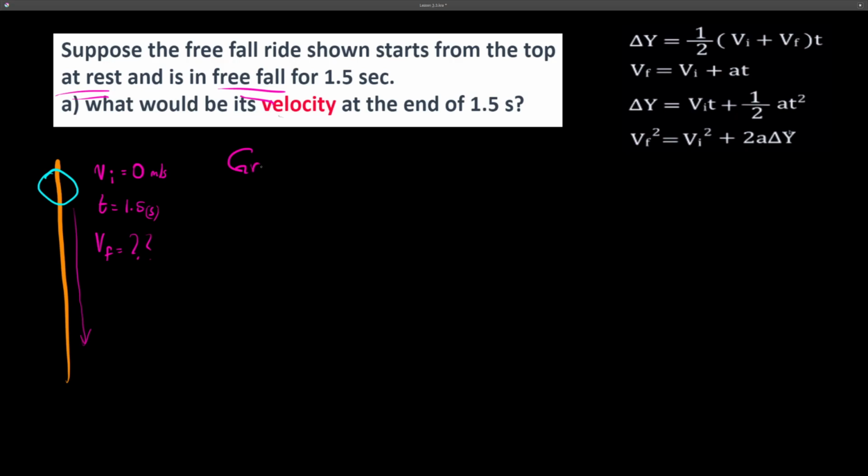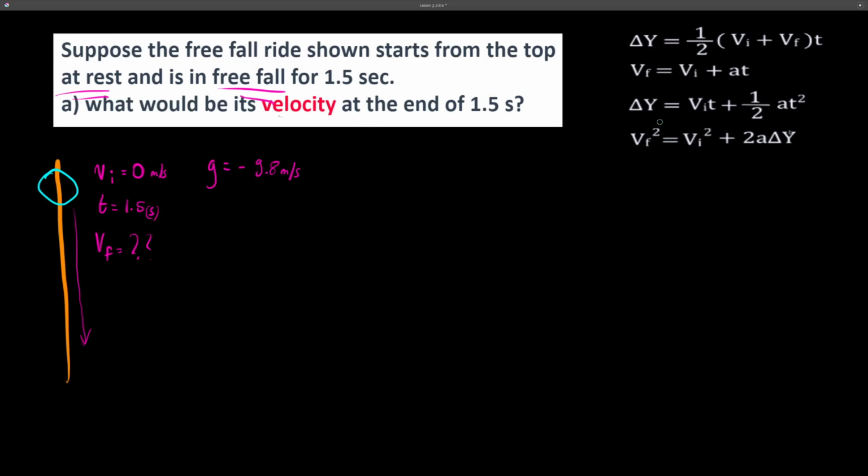We know that the gravitational force is the only force acting on it. So that means that the acceleration, or we can say g, is equal to minus 9.8 meters per second squared. Why is it minus? Because it's going downwards. The force of gravity is down.